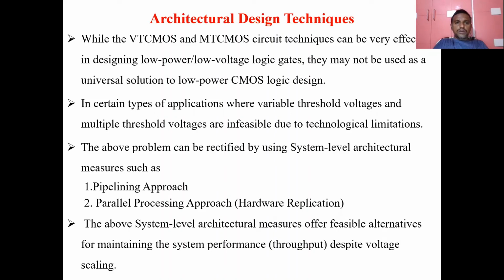Hello everyone. Today I'm going to explain architectural design techniques. Under that, I'm going to explain the pipeline approach and the parallel processing approach, or we can also say the hardware replication approach.